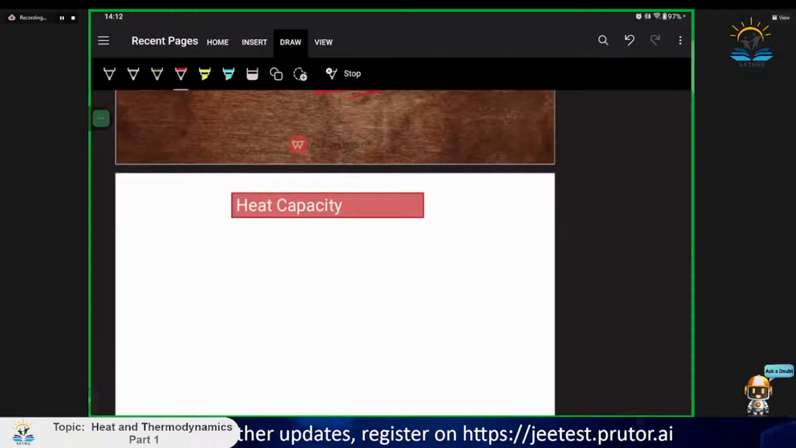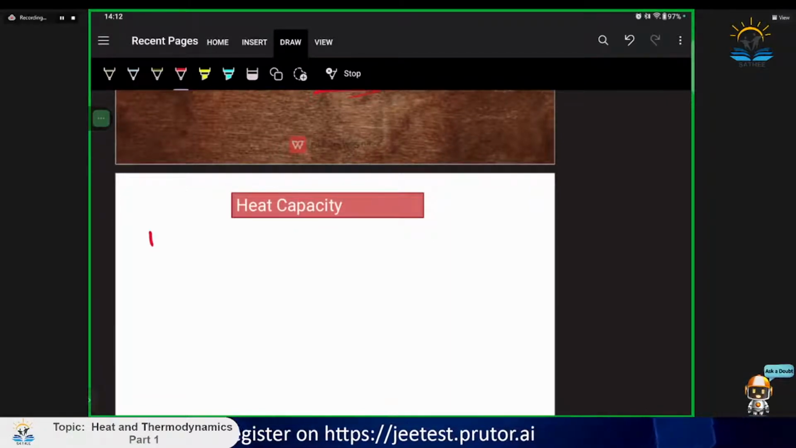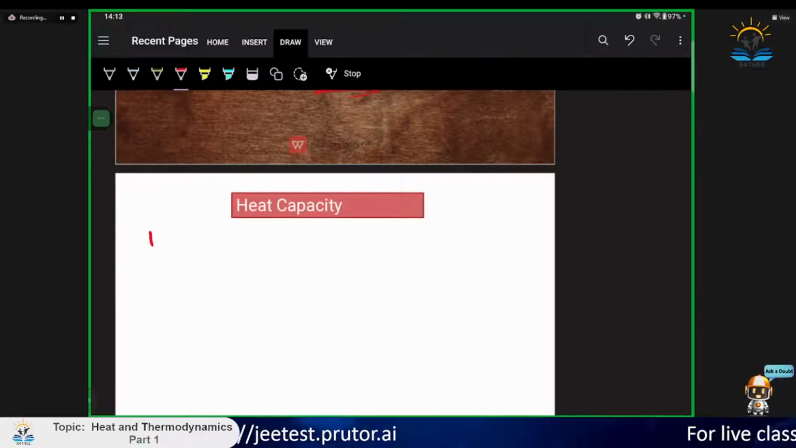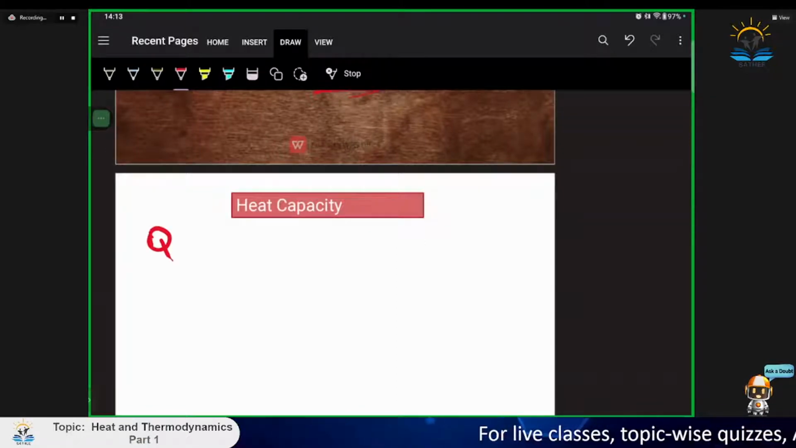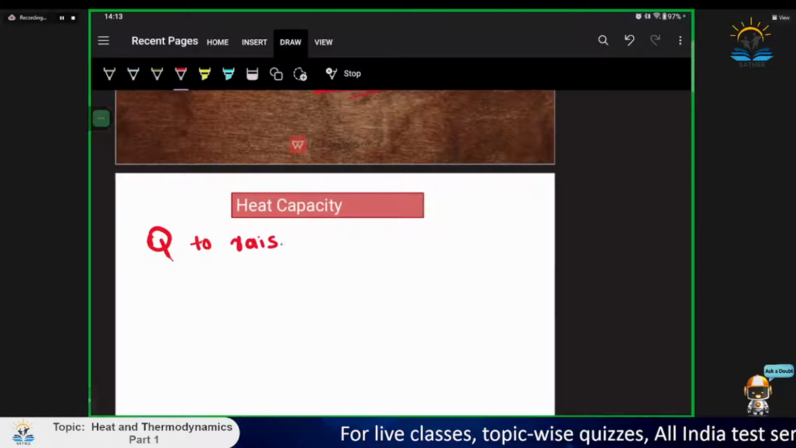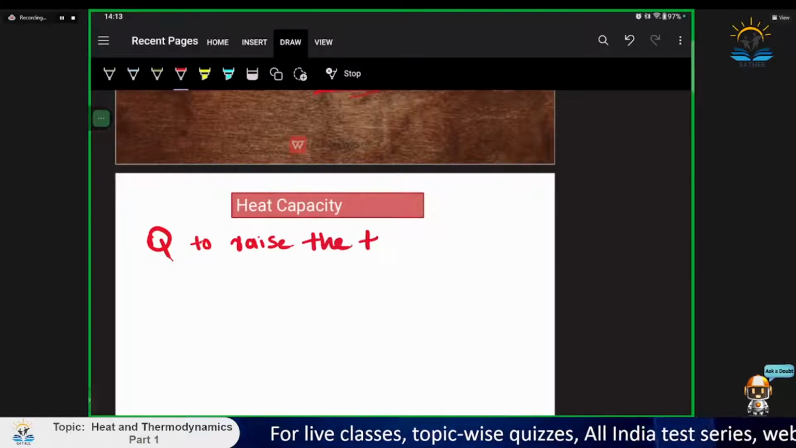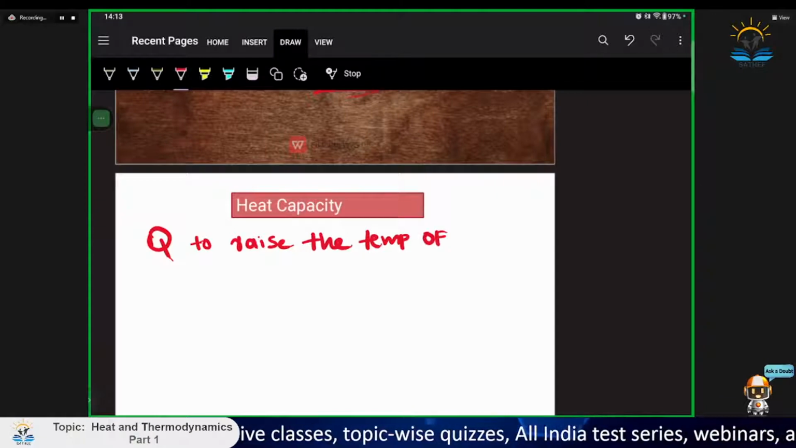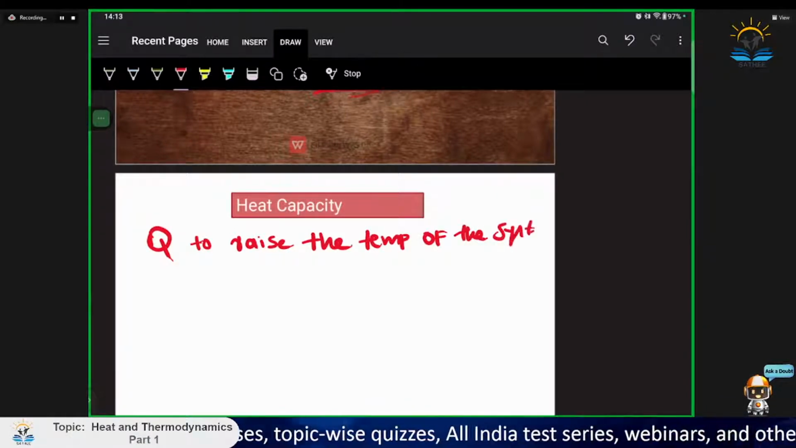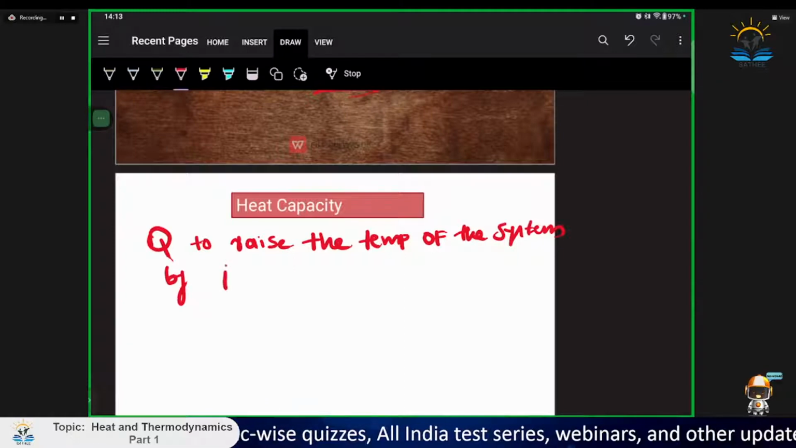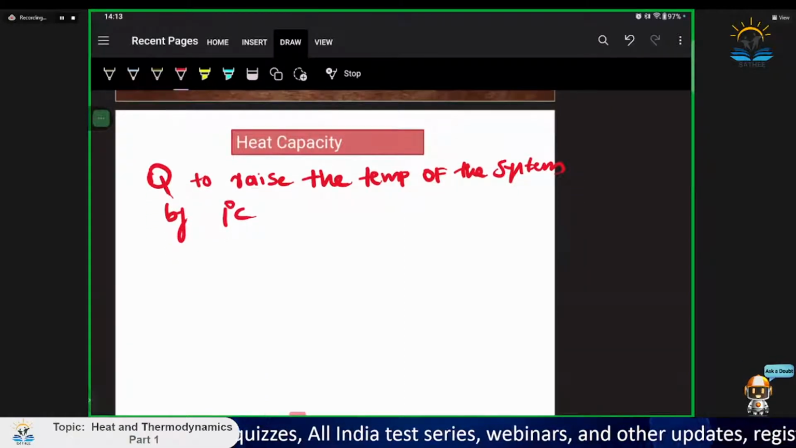First of all, heat capacity. Heat capacity is the amount of heat required to raise the temperature of the system by 1 degree Celsius.